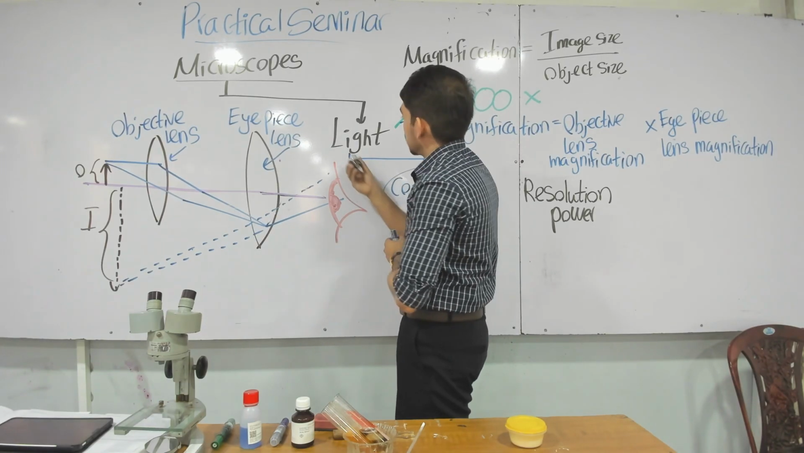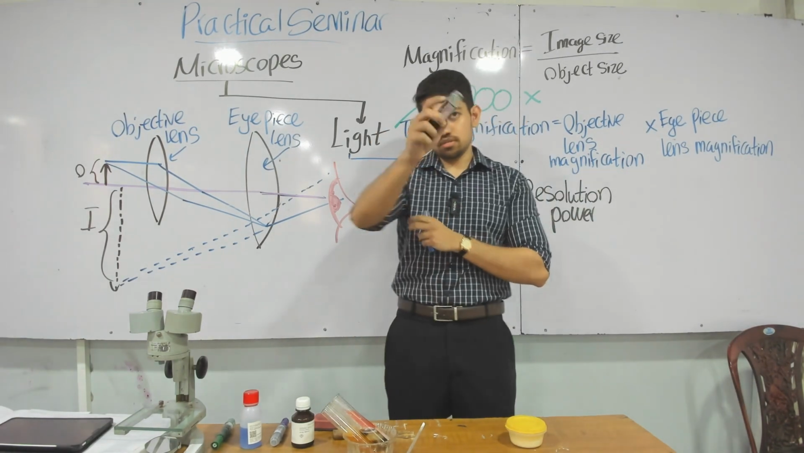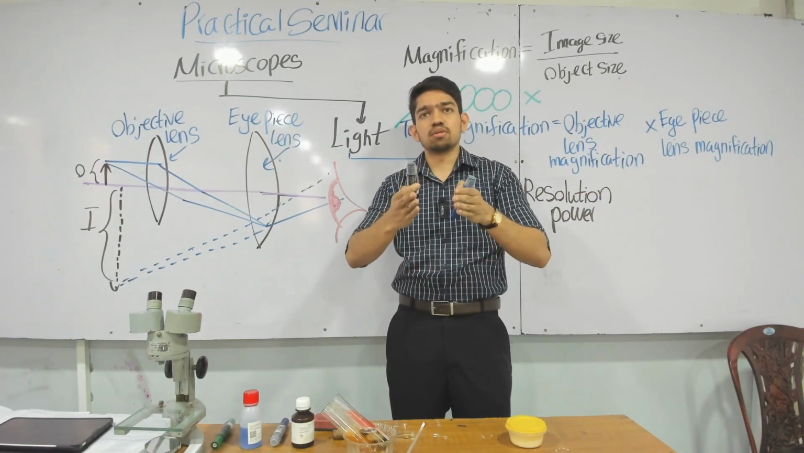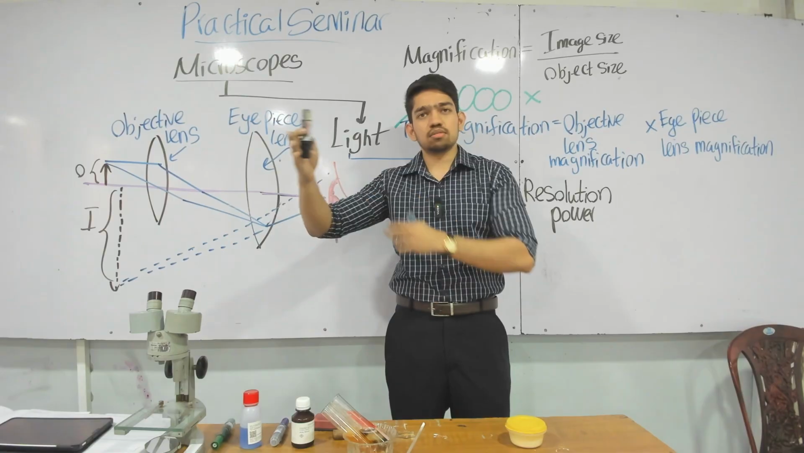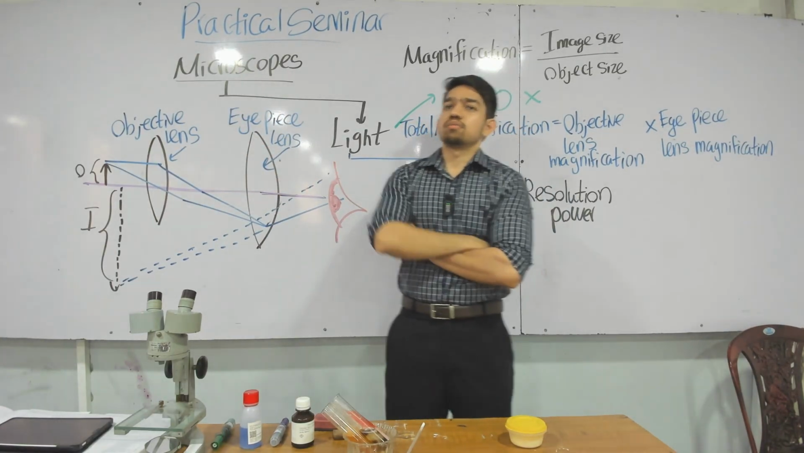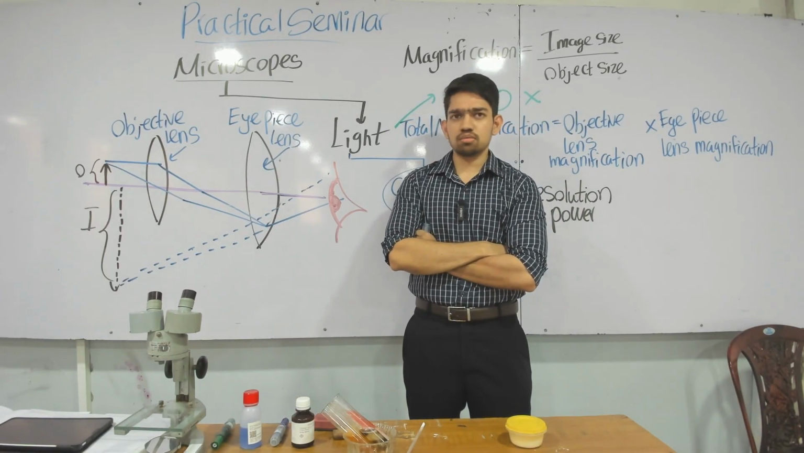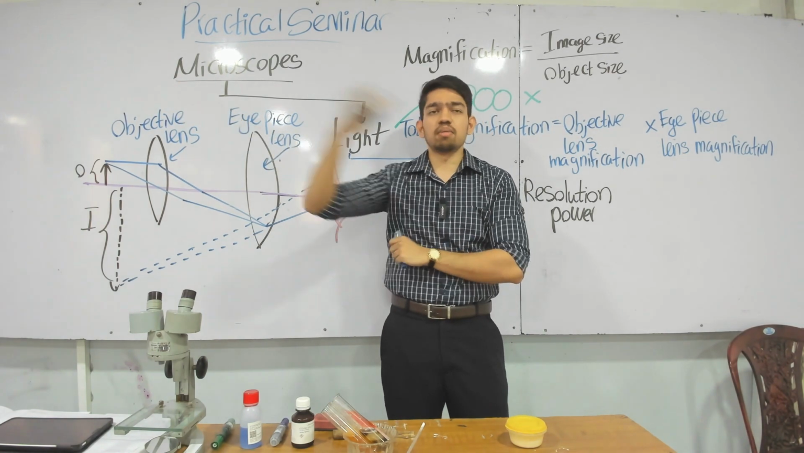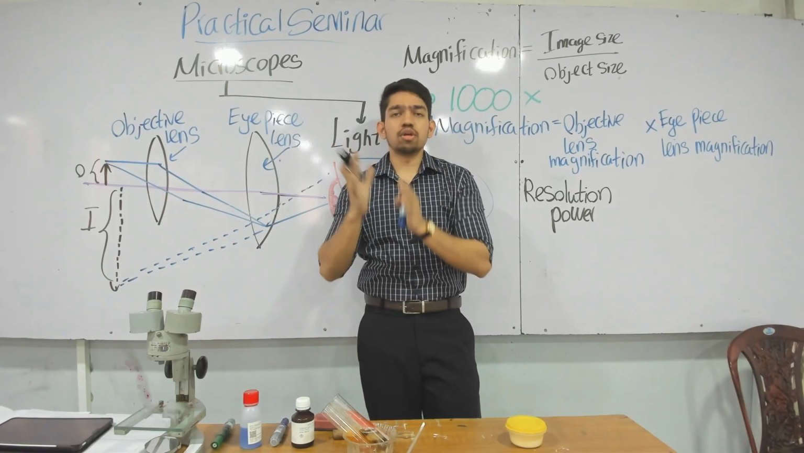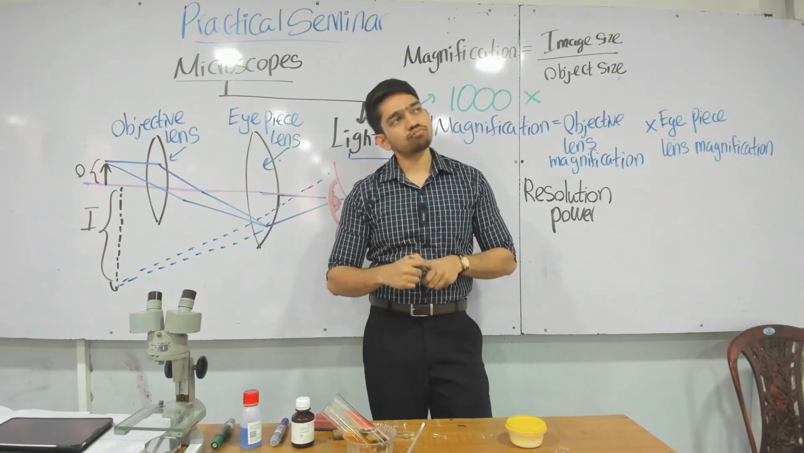In a light microscope, what are we using? Light. There is the electromagnetic spectrum: radio waves, microwaves, infrared, light, and so on, including x-rays and gamma rays. So light has a range of wavelengths, or you can say frequencies.